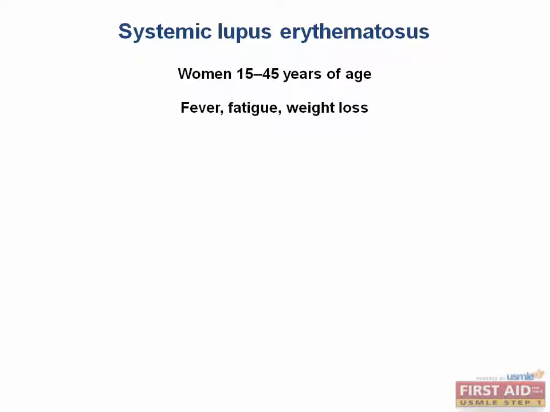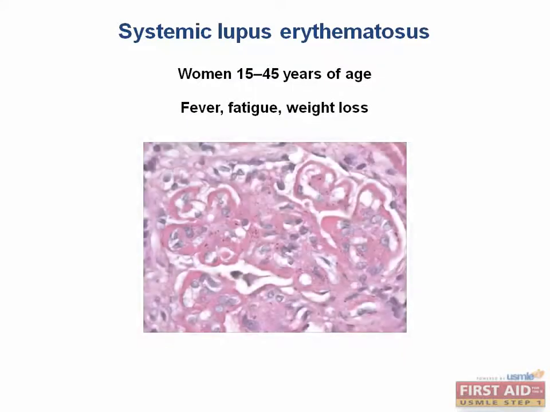Lupus nephritis comes in 2 ways. The first is nephritic, which is a diffuse proliferative glomerulonephritis. Nephrotic, on the other hand, is a membranous glomerulonephritis. Now, why did the kidneys take a hit? Well, due to immune complex deposition. Which type of hypersensitivity reaction would that be? 1, 2, 3, or 4? Very good, type 3.